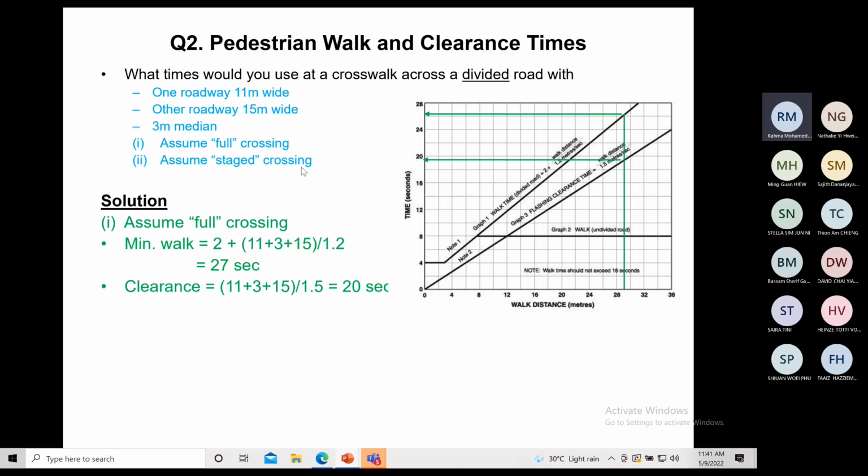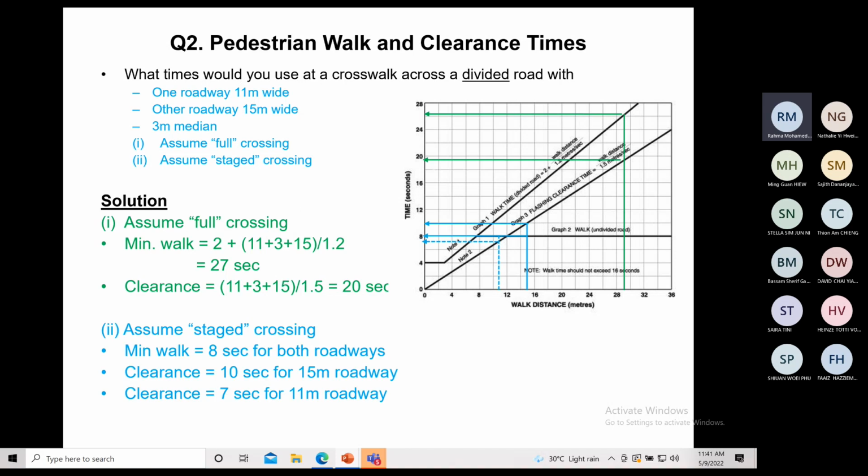Then we move to the next part where you cross the remaining 15-meter wide road. So 15 is around here. You read your walk time and again your clearance time. For clearance time, you can still also use the formula. Then you add the two parts together. So for staged crossing, as I said, you'll have 8 seconds for both roadways, that is the 11-meter wide and the 15-meter wide.